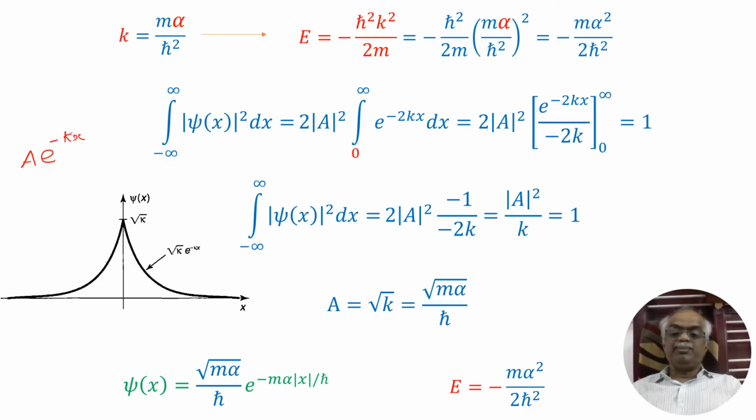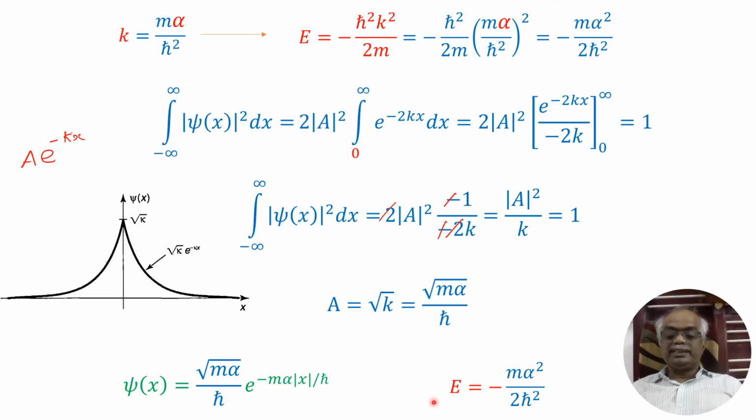Here, this minus and this minus will get cancelled. Similarly, this 2 and 2 will get cancelled. So you will get modulus A squared over k is equal to 1. Then naturally A is equal to square root of k. So square root of k is the square root of m alpha over h cross.